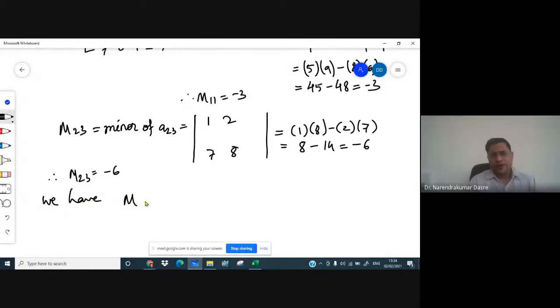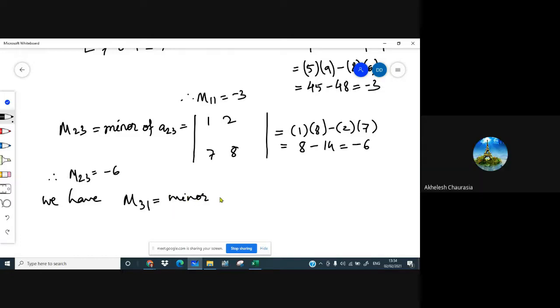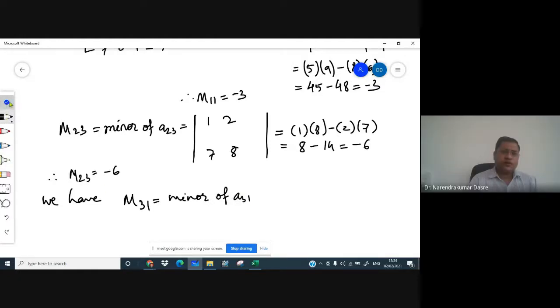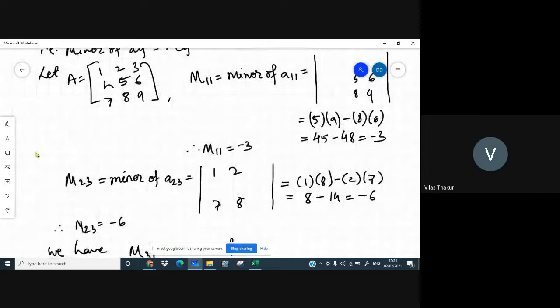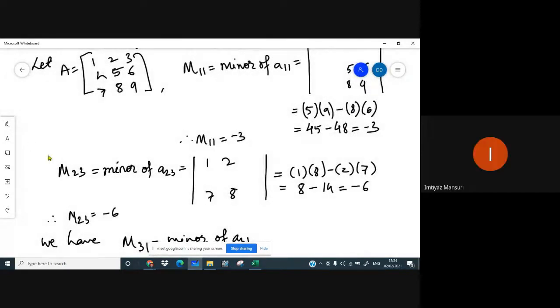Okay, so I want you to calculate now the minor M31 and tell me what is the value. Minus 3.